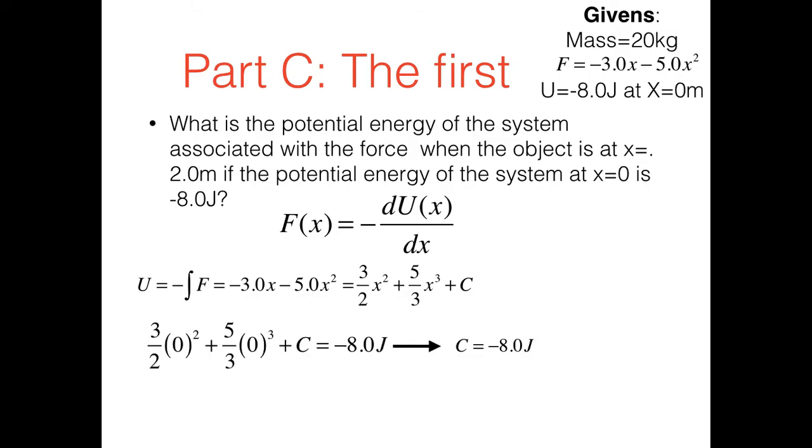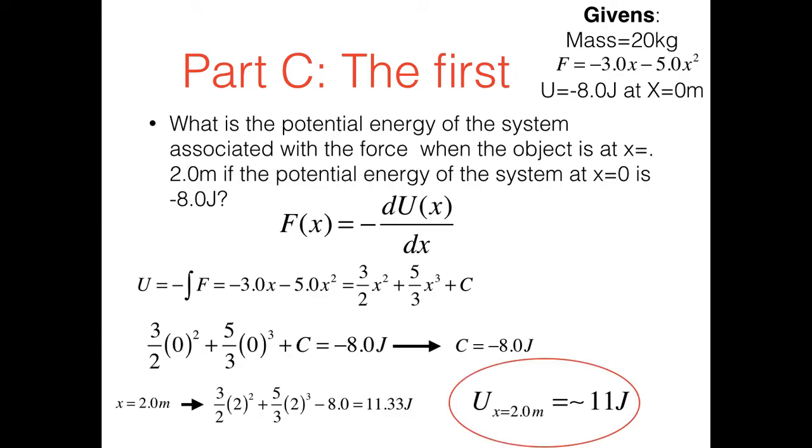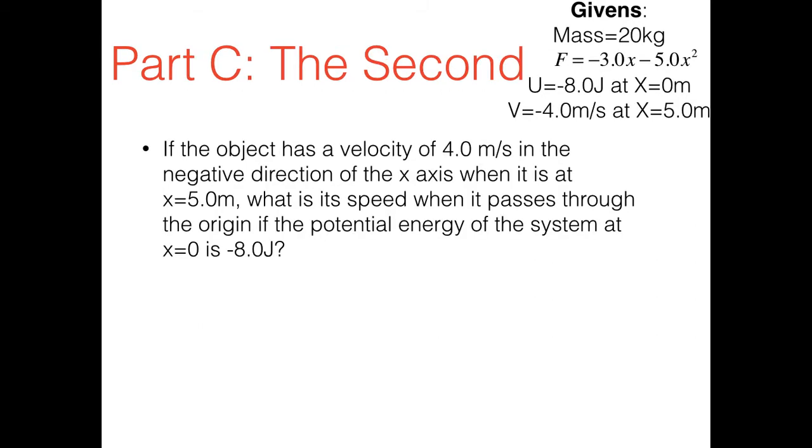Because we know at x equals 0 we have a potential energy of negative 8 joules, we'll plug in 0 for x, set it equal to negative 8 joules, and get a value of negative 8 joules for C. We can use that new equation for potential energy, plug in 2 for x, and get a potential energy at x equals 2 of about 11 joules.